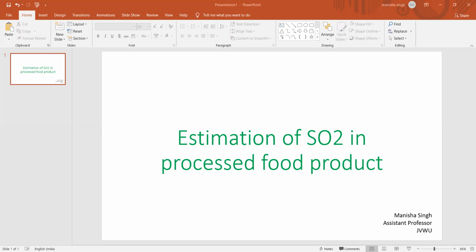So there are two types of tests. One is qualitative, another is quantitative. In the qualitative test, we just determine whether it is present or not in the food sample, and in the quantitative test, we determine the quantity of the sulfur dioxide. So we will start with the qualitative test.